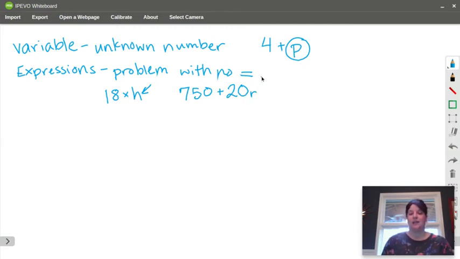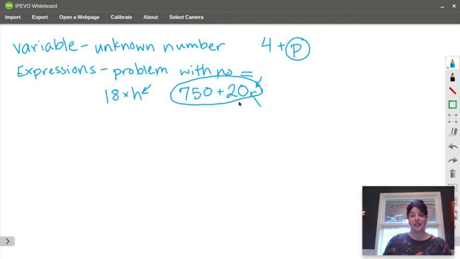So maybe this week I sell 10 rings. Next week I only sell 2. Maybe in 2 weeks' time, I'm selling 13 rings. This can change, which can change the value of the whole entire problem. So this expression is using, once again, this variable to stand in for a number that's going to change based on our real world situation.